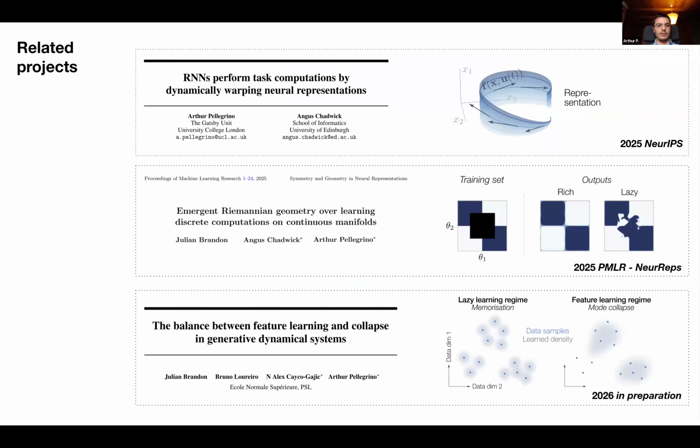If you're interested in these kind of ideas, I have several other papers and projects on this. If you're interested in this dynamical system angle, so vector fields, flow fields that I mentioned at the end, we have this NERVS paper at the top where we go very deep into the pullback metric of these systems. If you're interested in the rich and lazy example, we have another paper, the one in the middle, where we study generalization and how that relates to the intrinsic geometry of representations. And we also have an upcoming paper about generative models, where we study mode collapse, also with similar ideas.